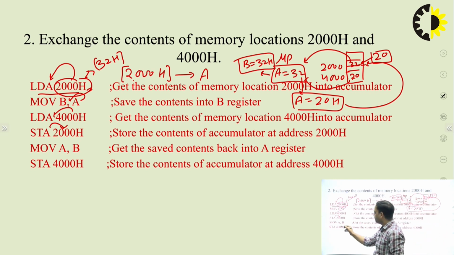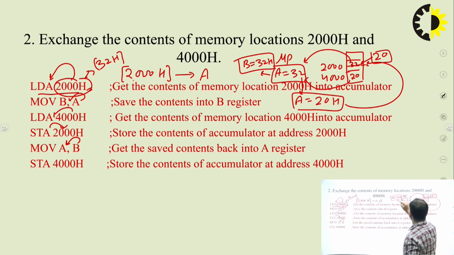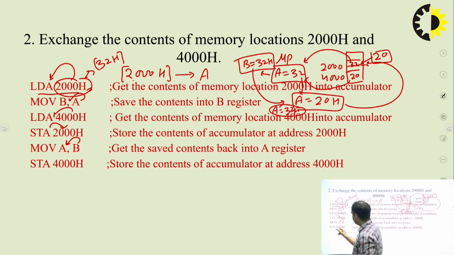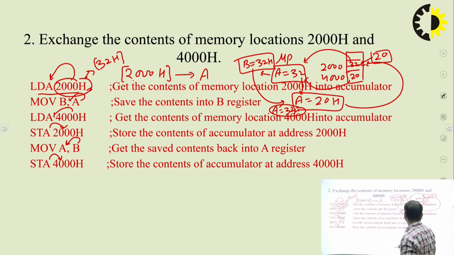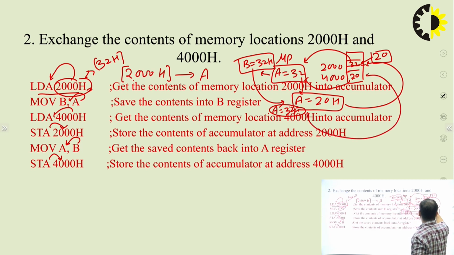Fine. Then MOV A, B means the content of B will move into the accumulator. So the content of B will move into this accumulator, and now A will again carry the 32. Then STA 4000 means the content of A will move into this memory location. So this 32 will move into this memory location, and it carries the 32H.